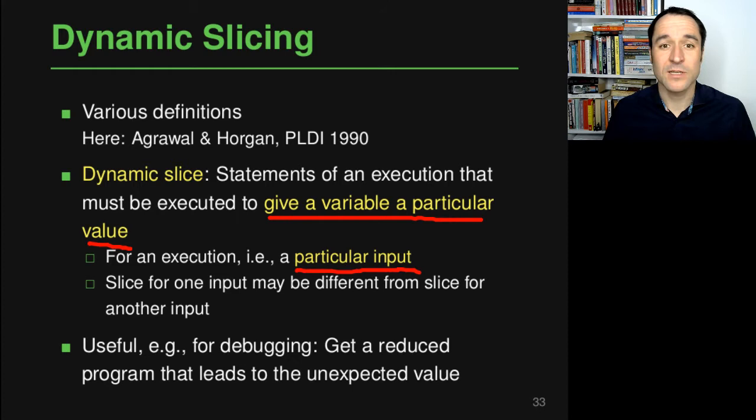And of course, that also means that the slice for this value may be different from the slice that you would get if you executed the program with a different value. So every execution with different values may also give different slices.